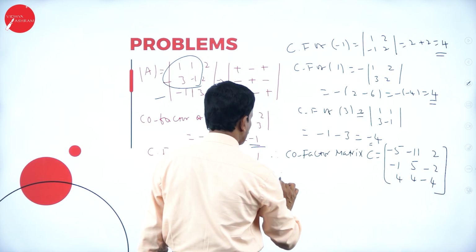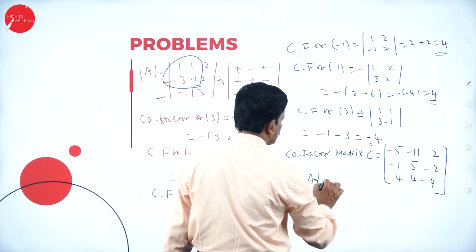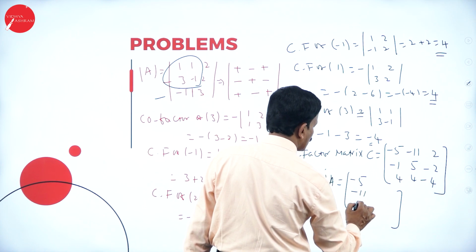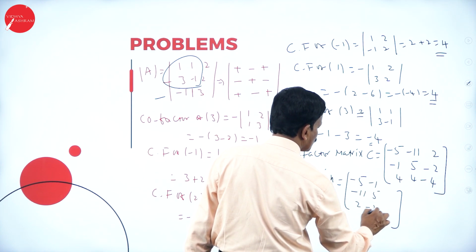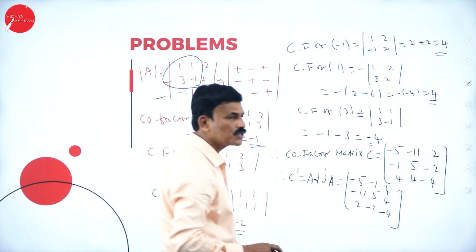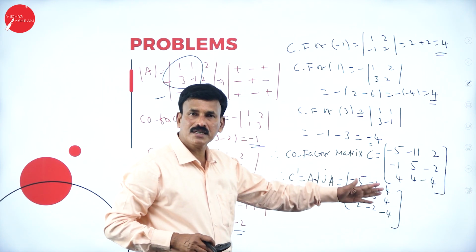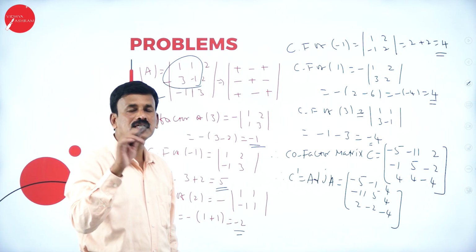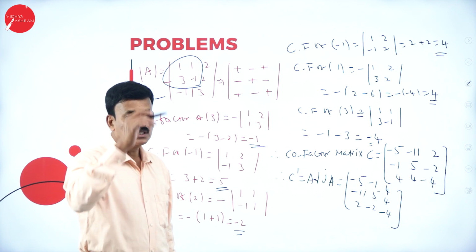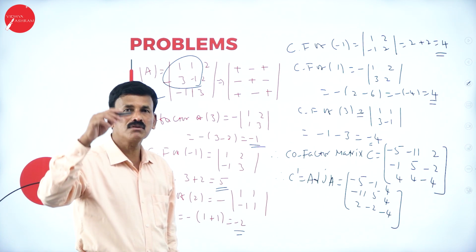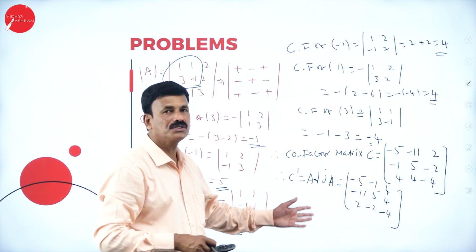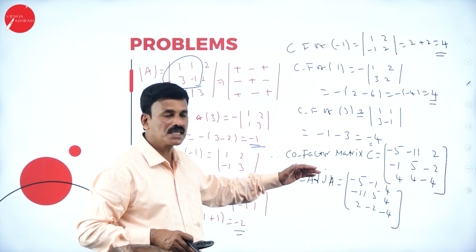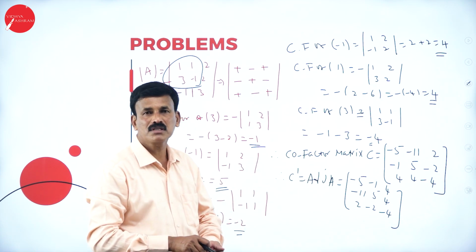Now, therefore, the adjoint of this is C dash. The transpose of this C dash is equal to the adjoint of this. Transpose this: minus 5, minus 11, plus 2, minus 1, 5, minus 2, 4, 4 and minus 4. So, if you want, you can write out the cofactor and transpose, or straight away you can write the adjoint. Just represent the elements in first column, second column, third column instead of first row, second row and third row, and straight away you will get the adjoint. If you put the elements in rows, that is the cofactor. If you put those elements column-wise, then it is called the adjoint.